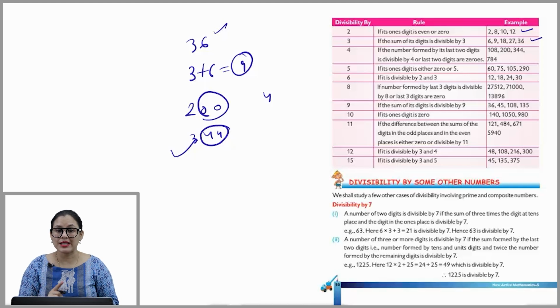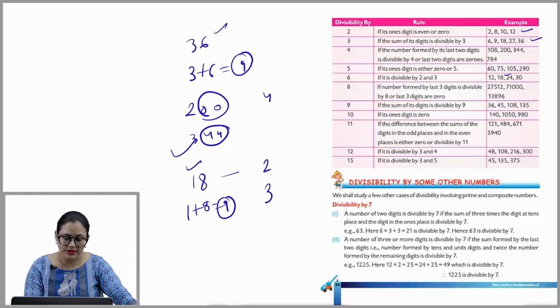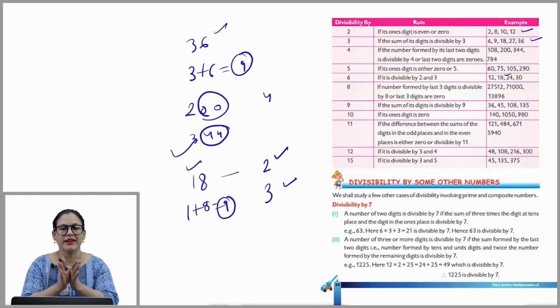5, if its ones digit is either 0 or 5. And 6, if it is divisible by 2 and 3. Okay, let's check. We'll take this example, 18. Let's check whether it is divisible by 2, of course, because it is an even number. And what about 3? Let's check. 1 plus 8 is equal to 9. 9 is divisible by 3. That means 18 is also divisible by 3. So this number is divisible by both 2 and 3. That means it is also divisible by 6.